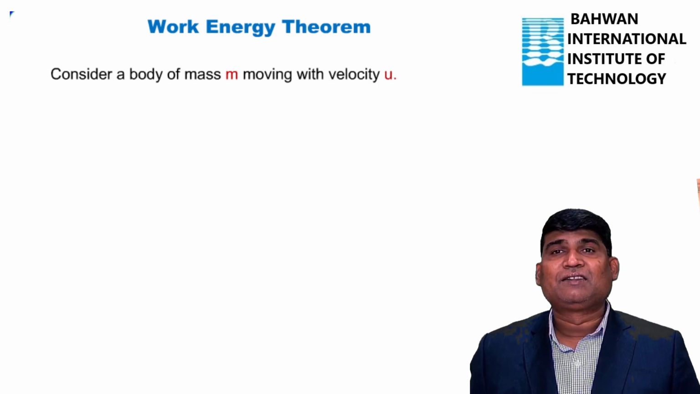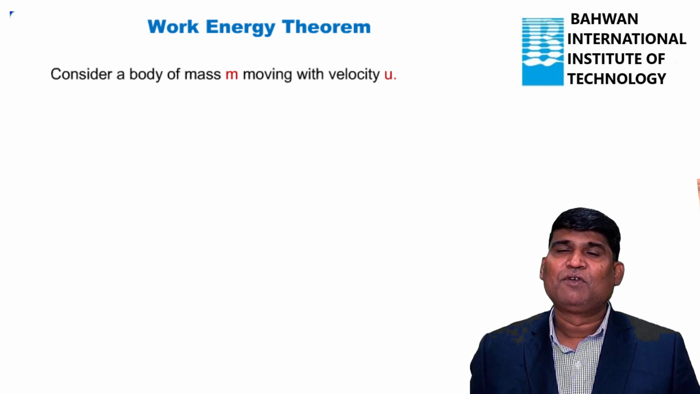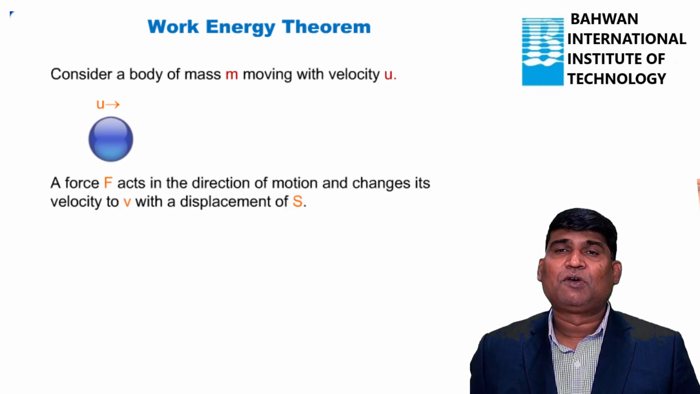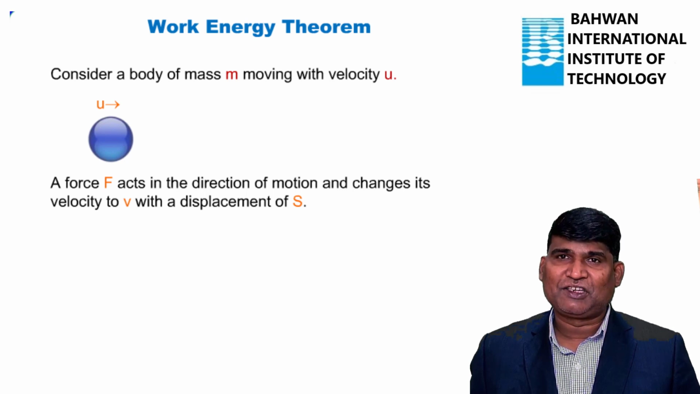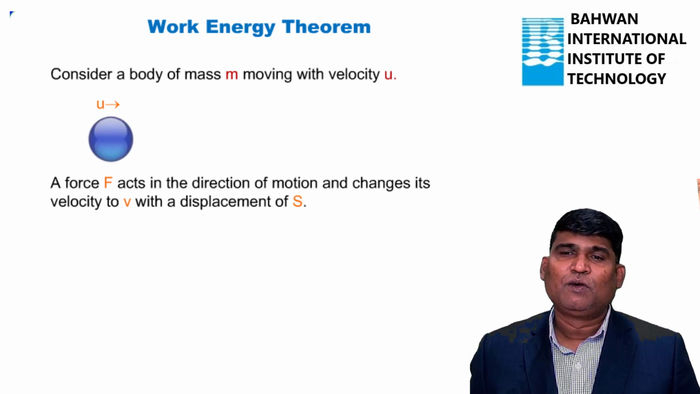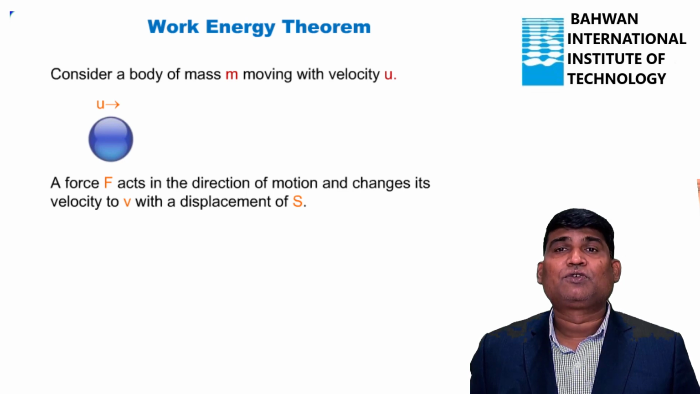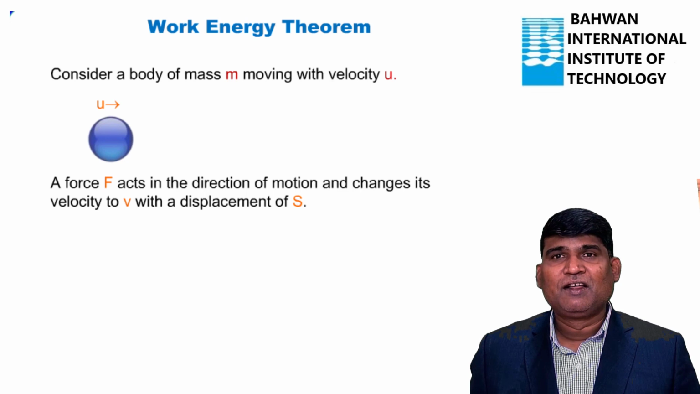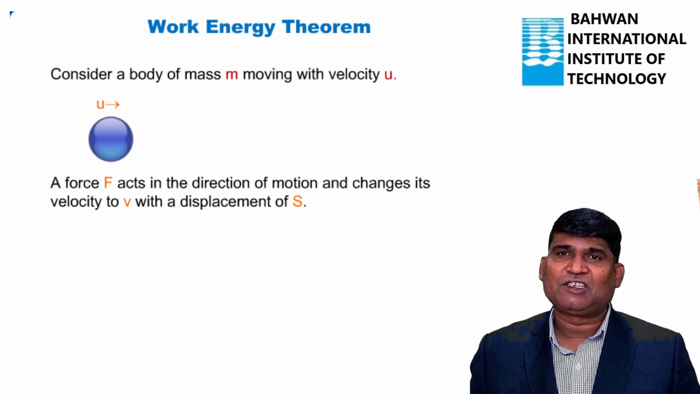For that, consider a body of mass m moving with initial velocity u. And now this body, which is moving with initial velocity u in a particular direction, let us assume we applied force on it. How did we apply force? In the direction of motion only. Why did we apply force? To change the velocity. So we are changing the velocity, which means we are changing the kinetic energy.